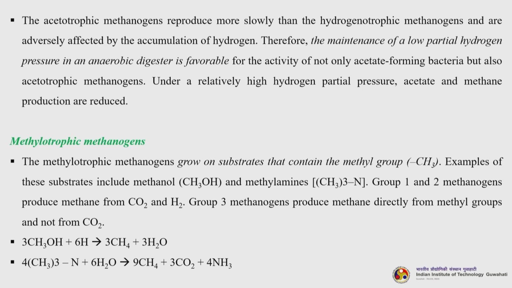Now, let us talk about the methylotrophic methanogens. The methylotrophic methanogens grow on substrates that contain the methyl group CH3. Examples of these substrates include methanol and methylamines. Group 1 and group 2 methanogens produce methane from carbon dioxide and hydrogen, whereas group 3 methanogens produce methane directly from the methyl groups and not from the carbon dioxide.